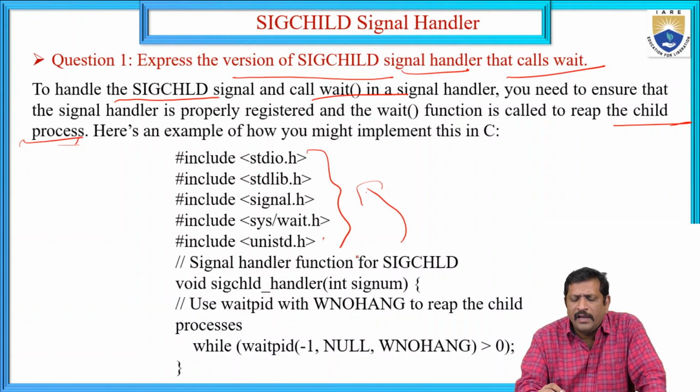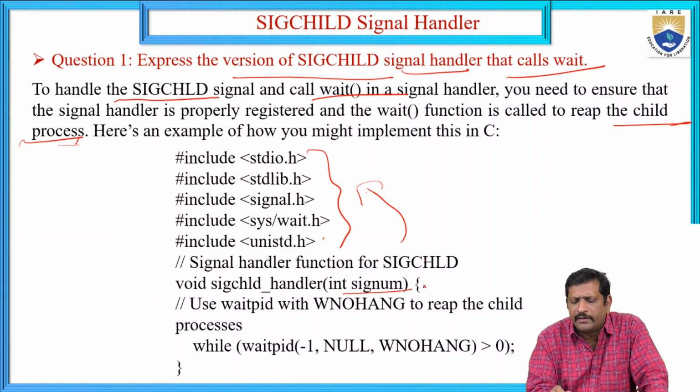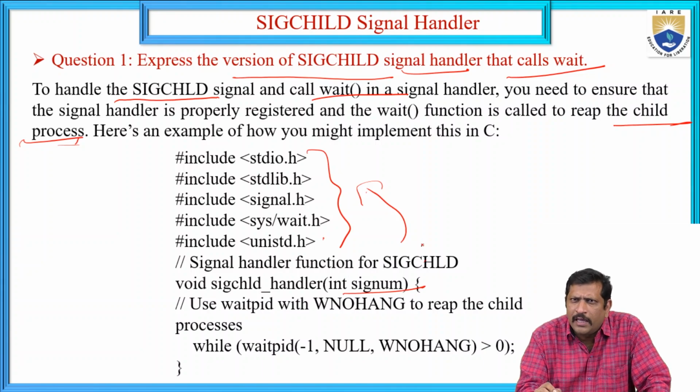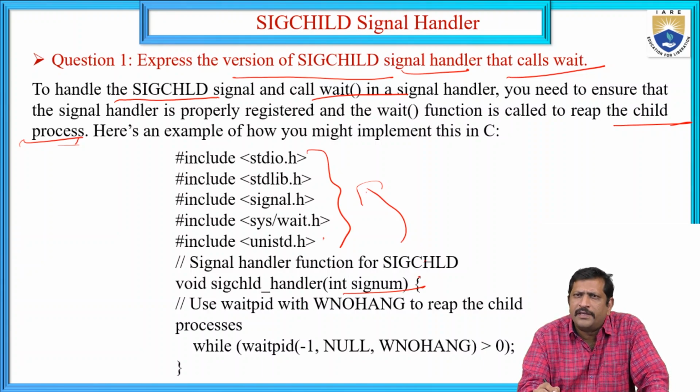Here the signal handler is the function for SIGCHLD. Now we are writing the signal handler function, void sigchld_handler(int signal_number). Which signal number, that means which signal is going to be terminating. SIGCHLD is nothing but waiting for the terminating of the child process.